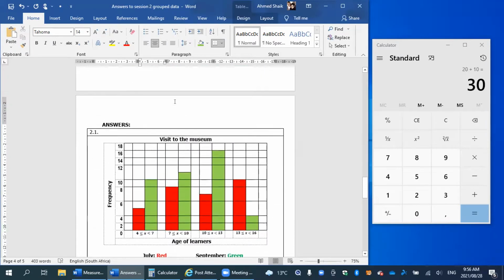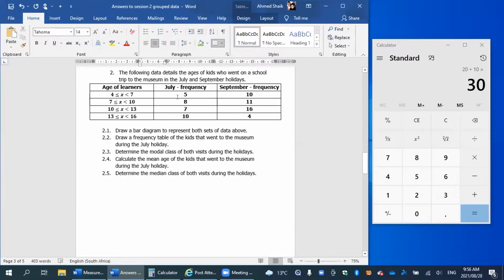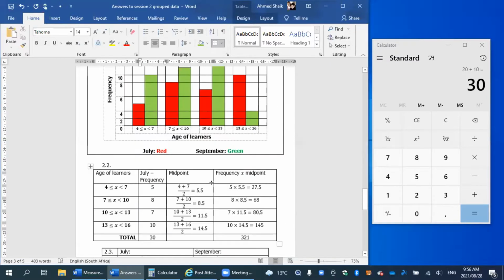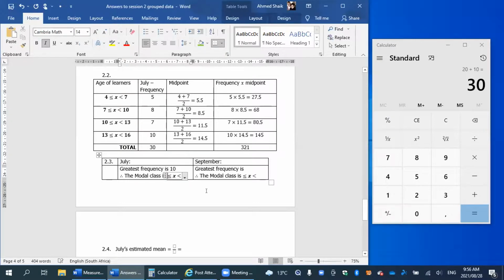2.3 says determine the modal class of both buzzers during the holidays. So if I'm looking at the highest frequency in the July column, I can see it's 10 and it's in the last interval. So let's do the July one first. The greatest frequency there is 10, and we said it was in the last interval.